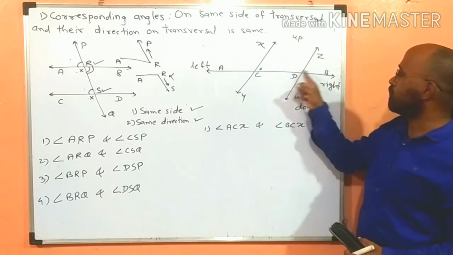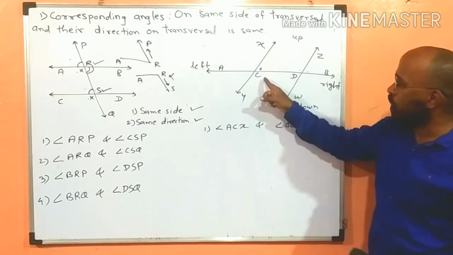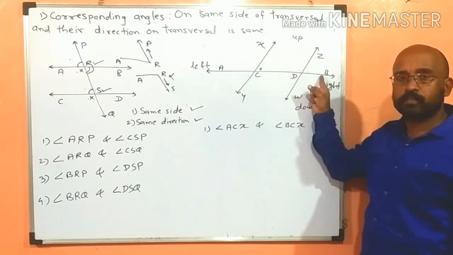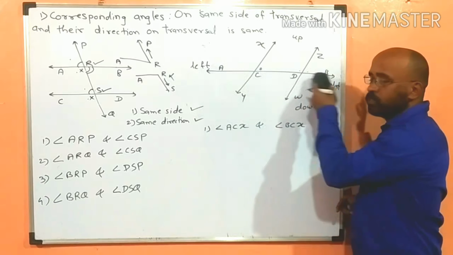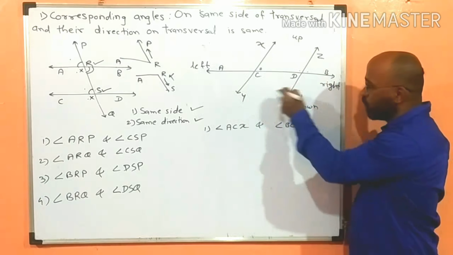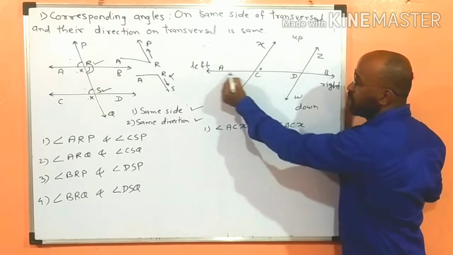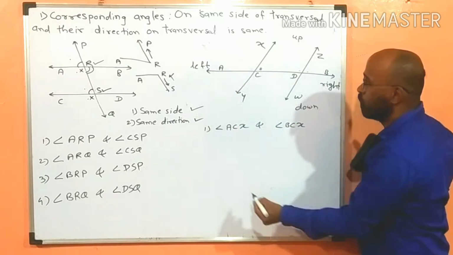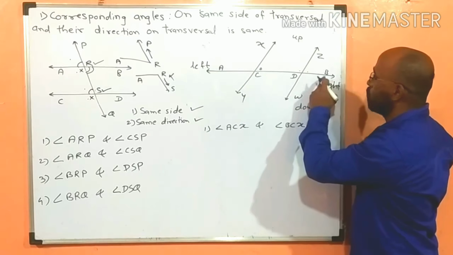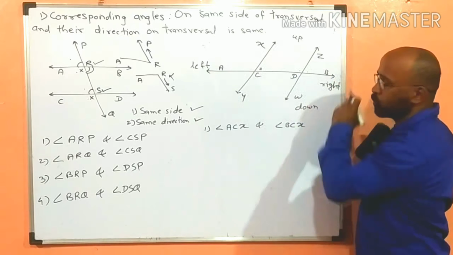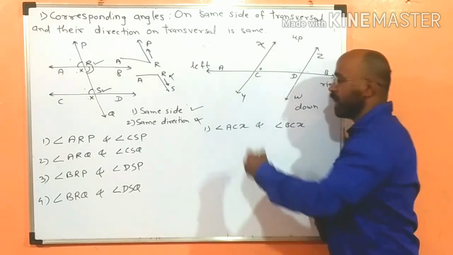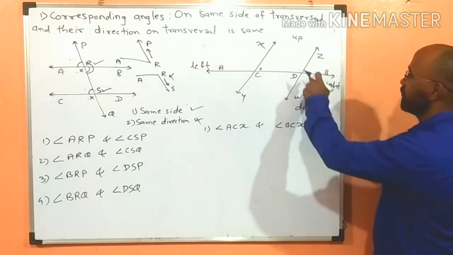BCX. Which arm is part of the transversal? Arm CX or CB? Which is the transversal? The transversal is AB. So CB is the part of the transversal, and CB is going towards right, whereas CA is going towards left. So in the case of ACX, CA is going towards left. In the case of BCX, CB is going towards right. So they are on the same side, but they do not have the same direction on the transversal. So let's see the next angle.